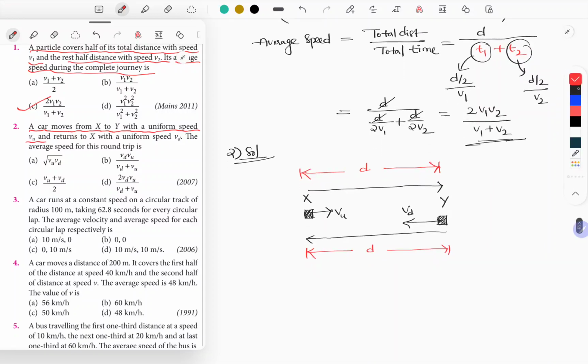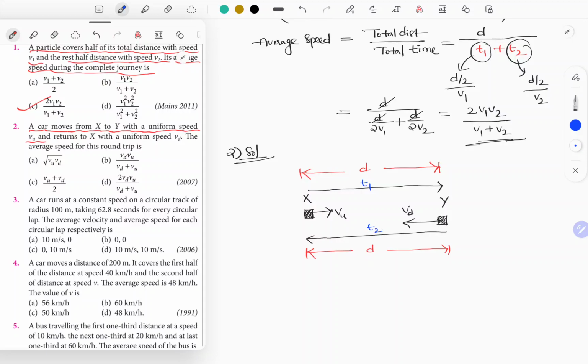But is the object moving with the same speed or different speeds? Different speeds. If the object is moving with different speeds, is the time taken by the object to travel from X to Y and Y to X the same? No, it is not the same, because even though the distance covered by that object is the same, the speeds are different. That is the reason the time taken is also different.